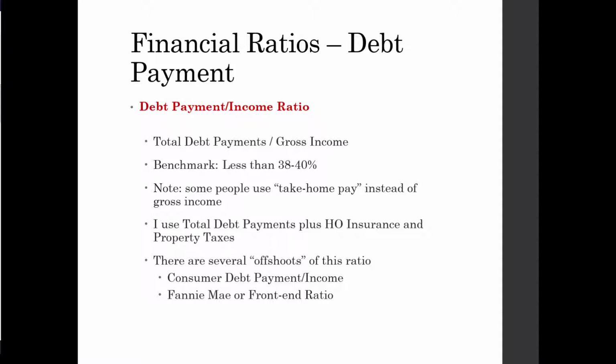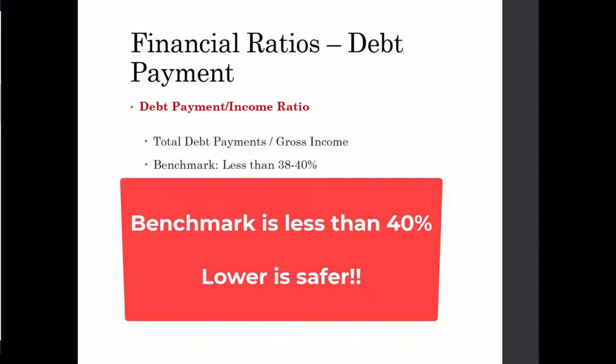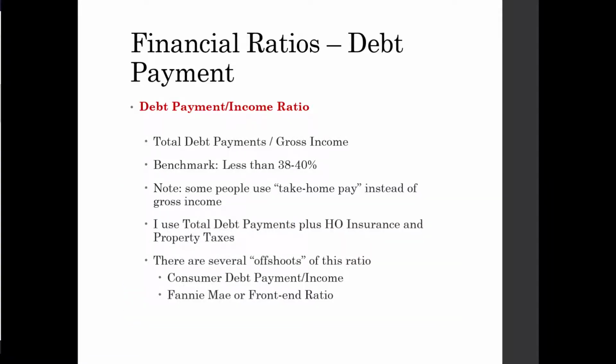Think about this. If this ratio is exactly 40%, that says that for every dollar of gross income you're earning, 40 cents is already spoken for your loan payments. So this one, lower is safer. We'd like to see this less than 40%. There are several offshoots of this ratio. This version that I'm showing you is one of the more standard ones you'll see. Please note I do include your homeowner's insurance premiums and your property taxes that you pay on your house as part of your total debt payments.